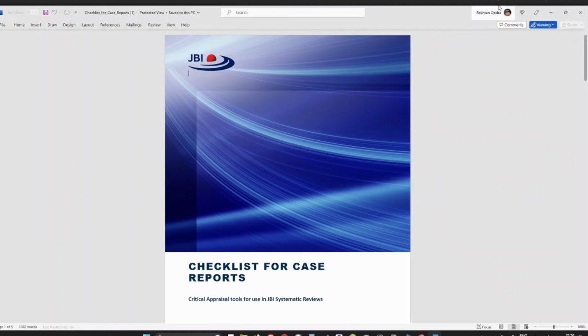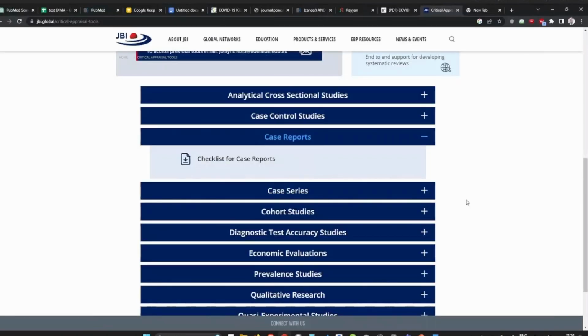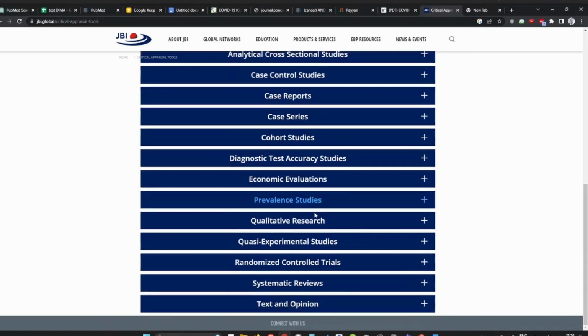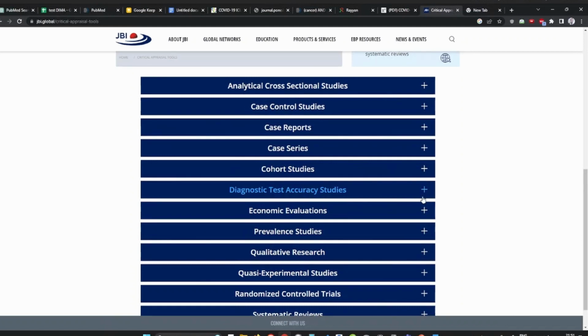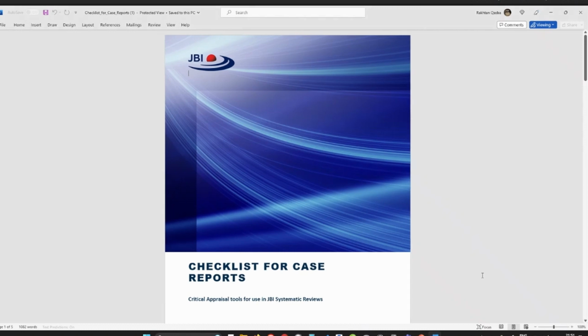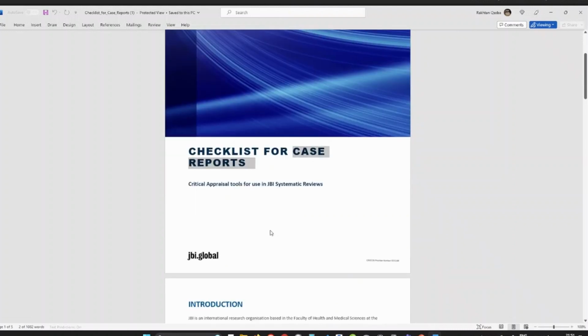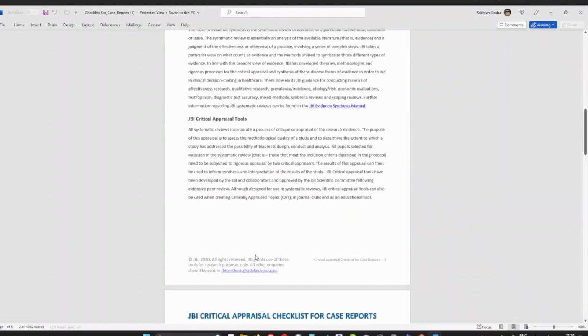For example, we have different research designs: case reports, case series, cohort studies, qualitative research, and randomized control trials. Whatever the research design, we have different checklists, maybe from JBI, maybe from Cochrane, maybe from all different kinds of institutions. Let's take JBI, which has given a checklist for case reports. If we are including case reports in our systematic review, to check the quality of that case report, we'll go through this checklist.